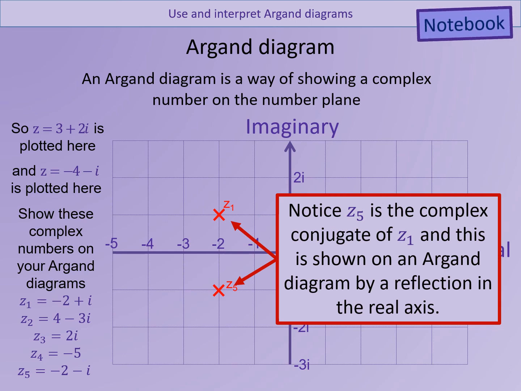Now you may notice z5 and z1 are complex conjugates of each other because they've got the same real part, but the imaginary parts have got opposite signs. And the way that that's shown on the Argand diagram is that it's essentially a reflection in the real axis.